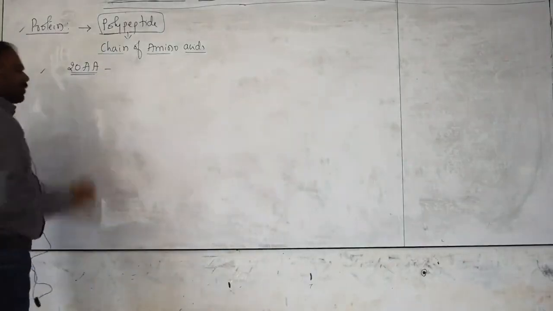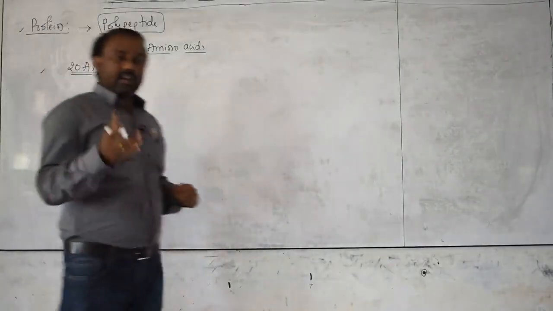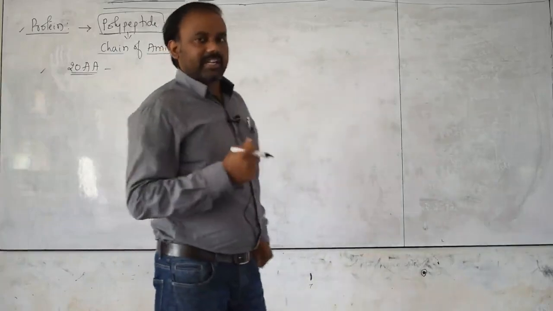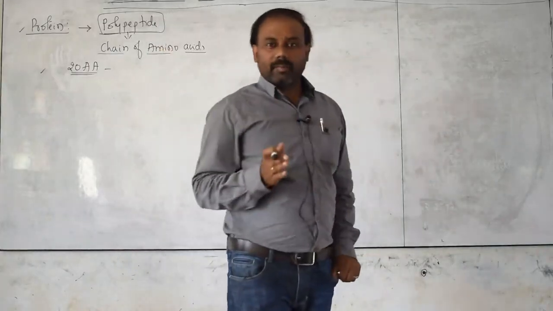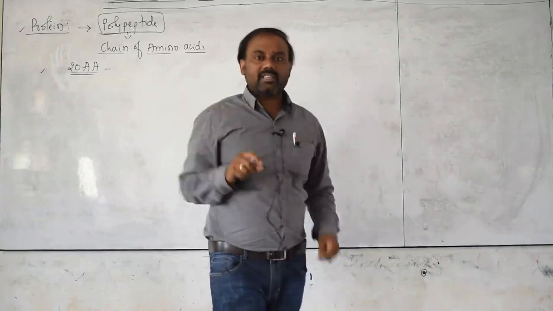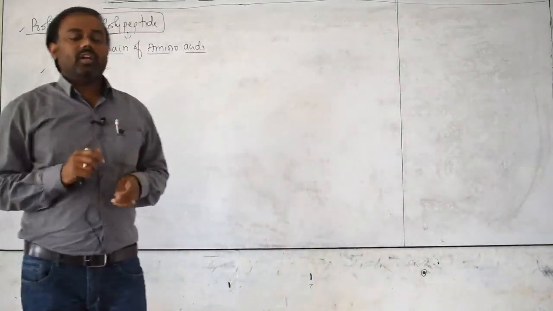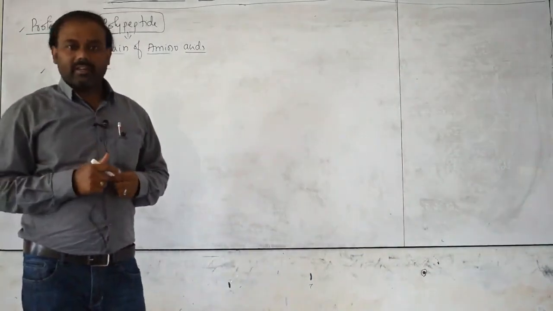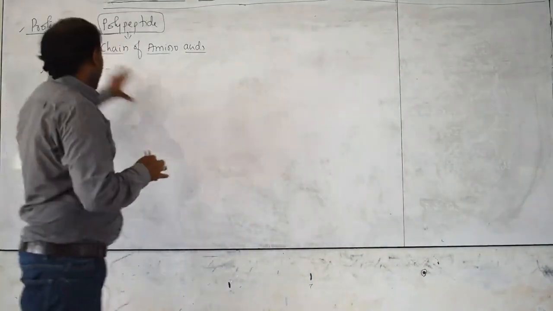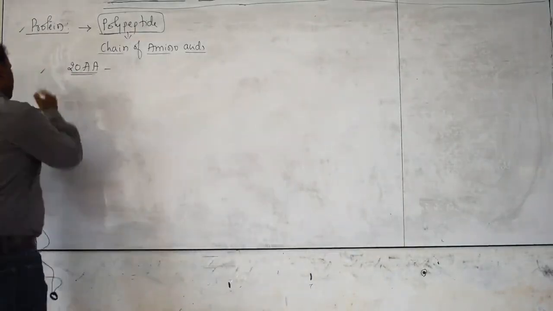Some of the examples, I can write later: alanine, arginine, aspartic acid, glutamine, glutamate, yes or no, glutamic acid, leucine, isoleucine, lysine, valine, methionine, tryptophan, yes or no? So there are 20 different amino acids.